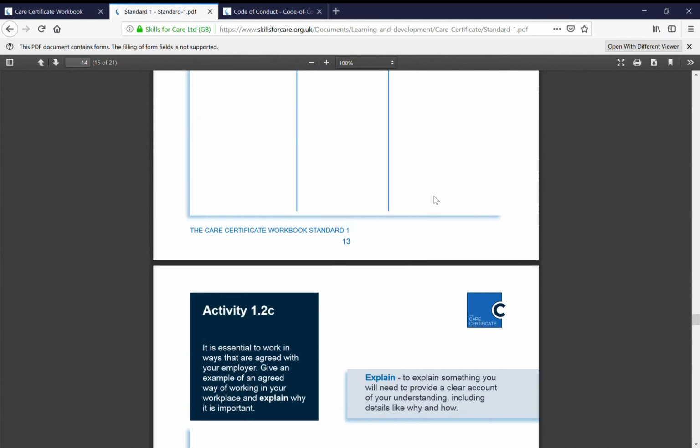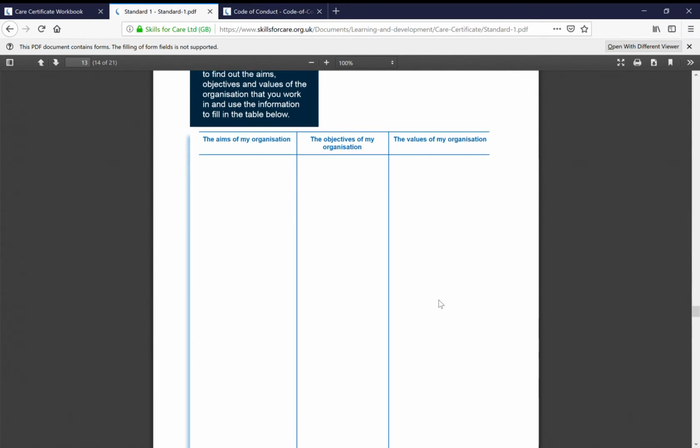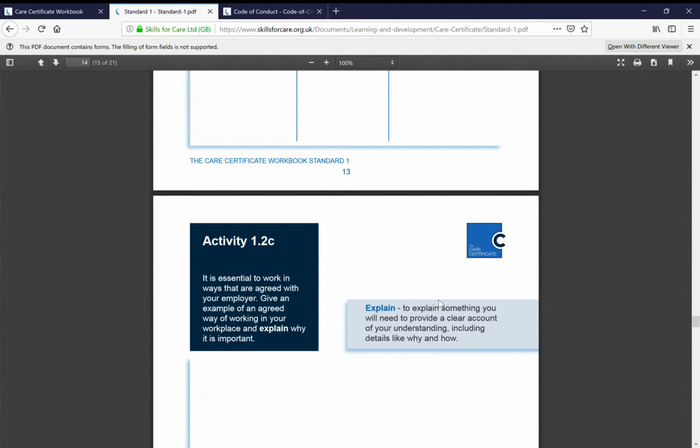If they haven't got a mission statement, or that's not in the introduction information, then have a word with your manager and find out where that information is. It might just be a verbal conversation they have.